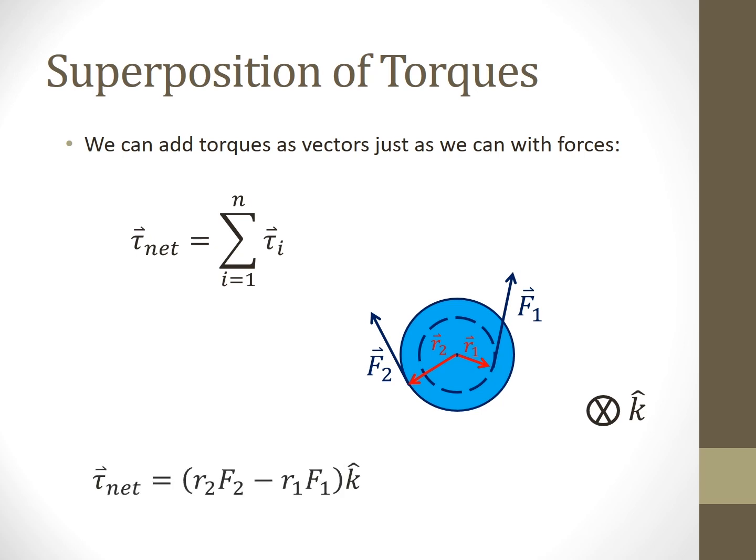And so we can say that the net torque is equal to R2 F2 minus R1 F1 k hat. And so we're keeping track of direction of torques and actual magnitude of torque. And notice here we don't need to use the sine term because these F vectors are already at perpendicular 90-degree angles to the radii.